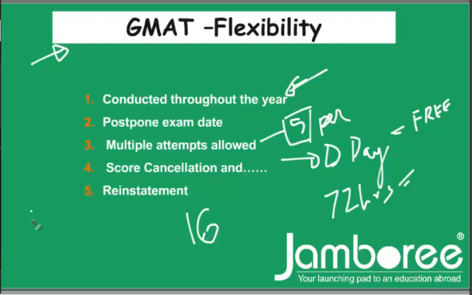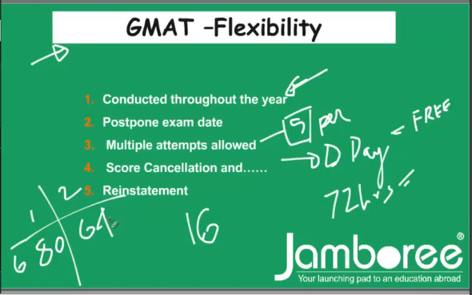Now let's say that in your first attempt you get a score of, again, 680, and you cancel this score because you were targeting 700 or whatever. Then you go back and take the exam a second time and you get a 640. Now in this case, what do you do? And let's say you do not have enough time now to take it a third time.